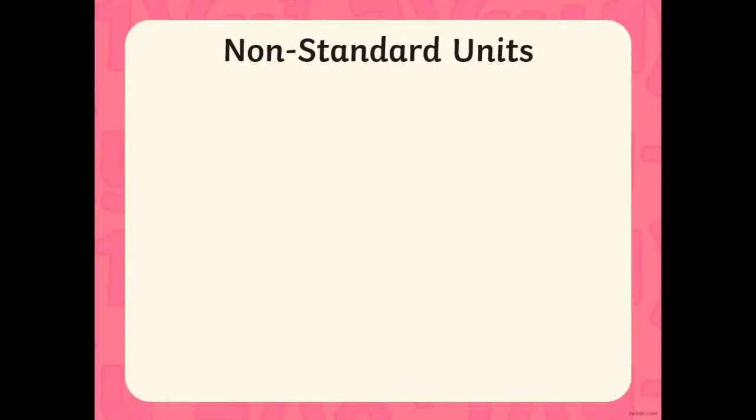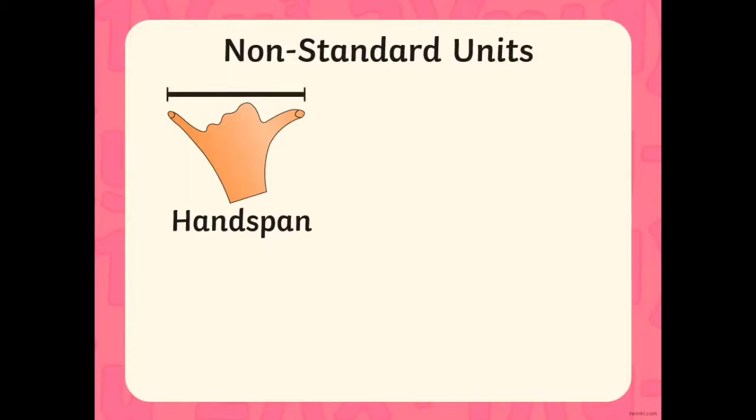Next, let's try to understand what non-standard units are. These are the non-standard units. We use these to measure length and height. First, we have the hand span. We have two hands, right? If we say hand span, it means the pinky finger and the thumb. We use the two fingers to measure the length. So this is called hand span.